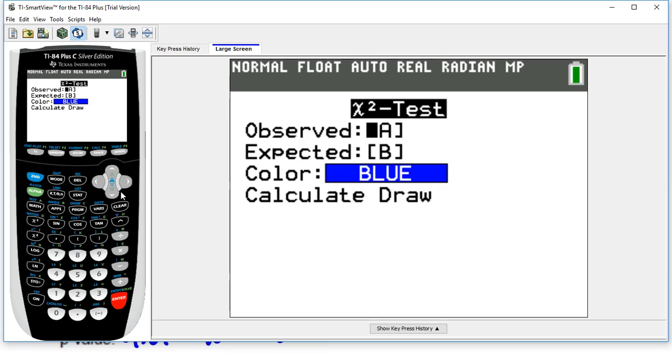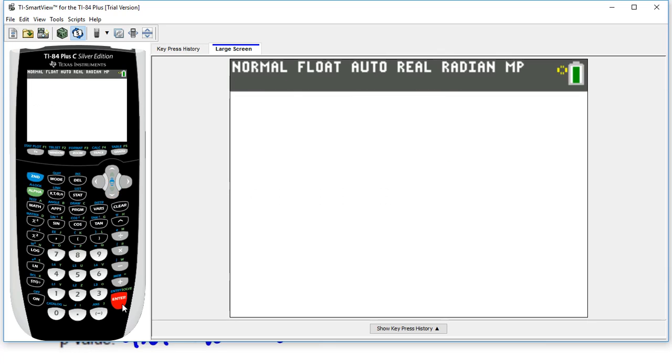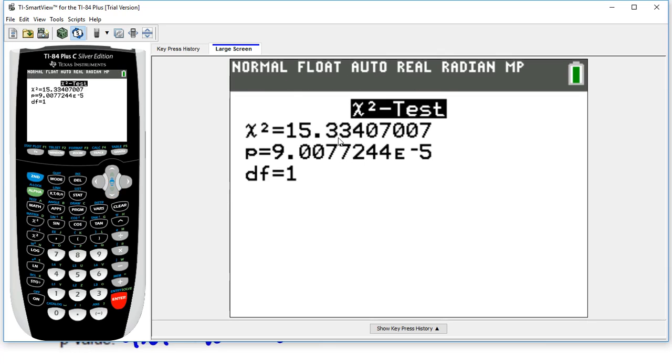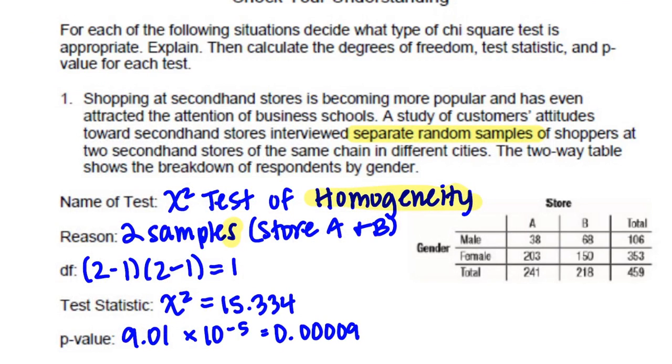A, B, calculate, great. And I get 15.334 and 9.01 times 10 to the negative 5. And it gives me the DF of 1 for me. But you could still calculate it yourself using the formula.